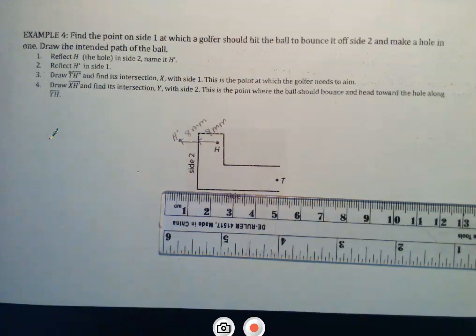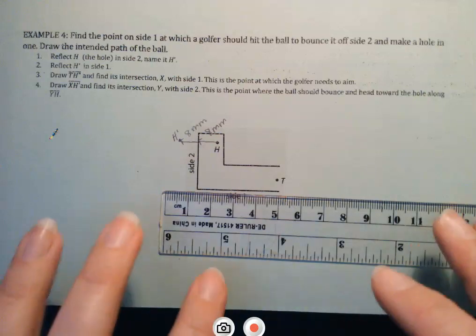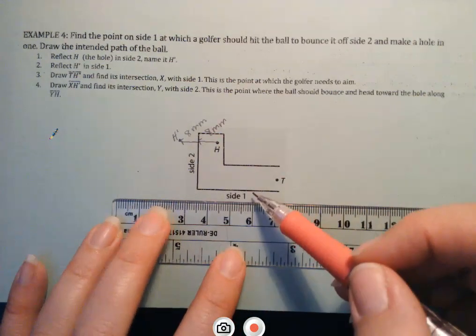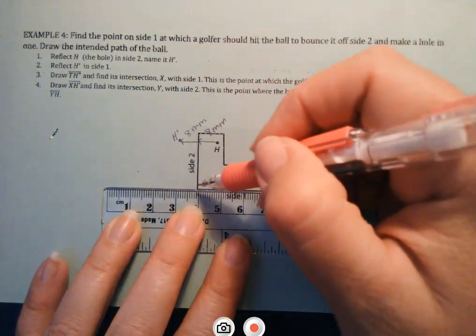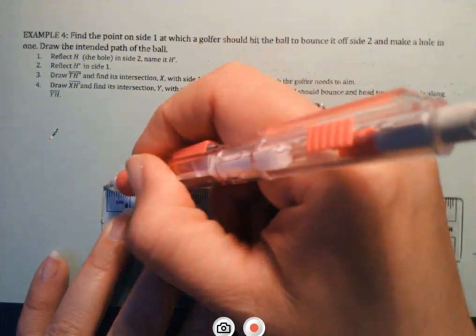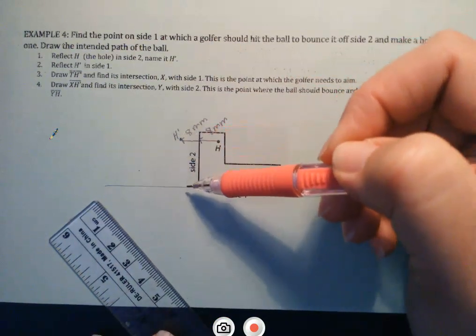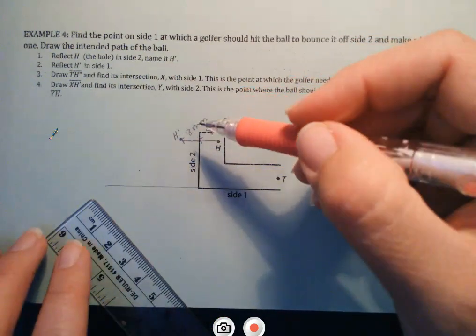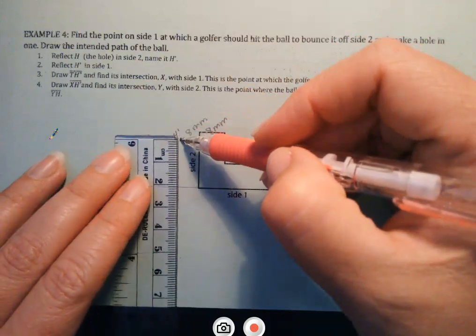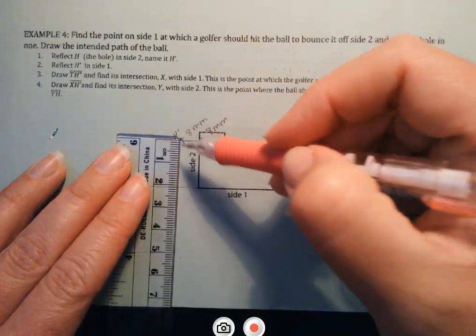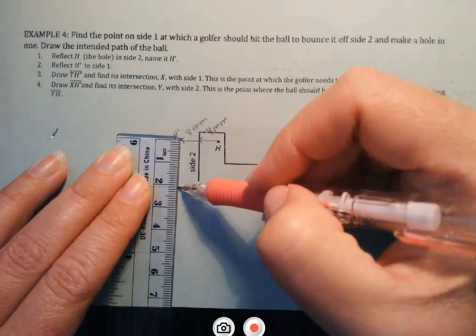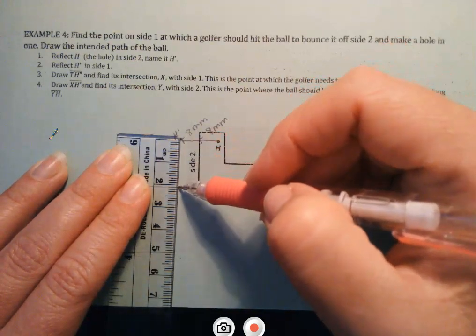Okay, now we want to reflect. Step 2 says reflect H prime in line 1. Well, I'm going to extend, this is my side 1 down here. I'm going to extend it a little bit so that I can reflect it a little easier. Okay, so if I'm reflecting H prime in line 1, I need to measure that distance, right? From H prime to side 1, and I have about 2.1 centimeters.